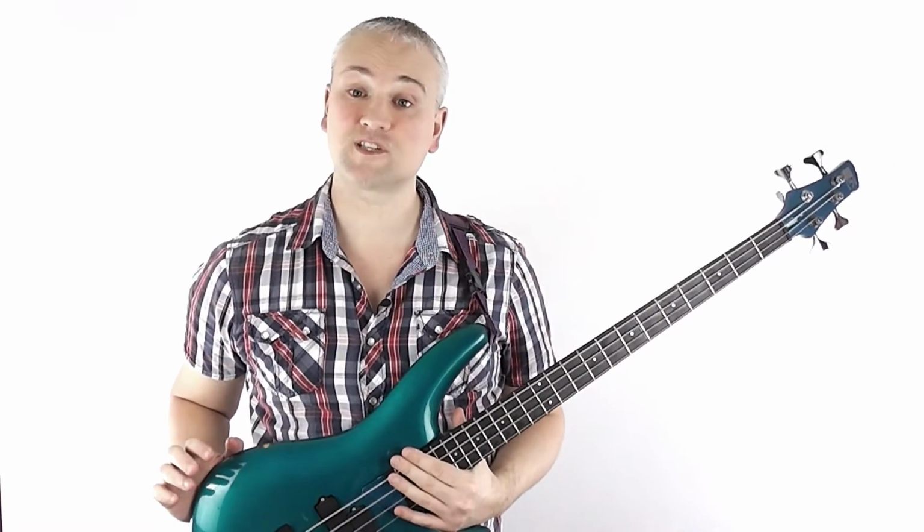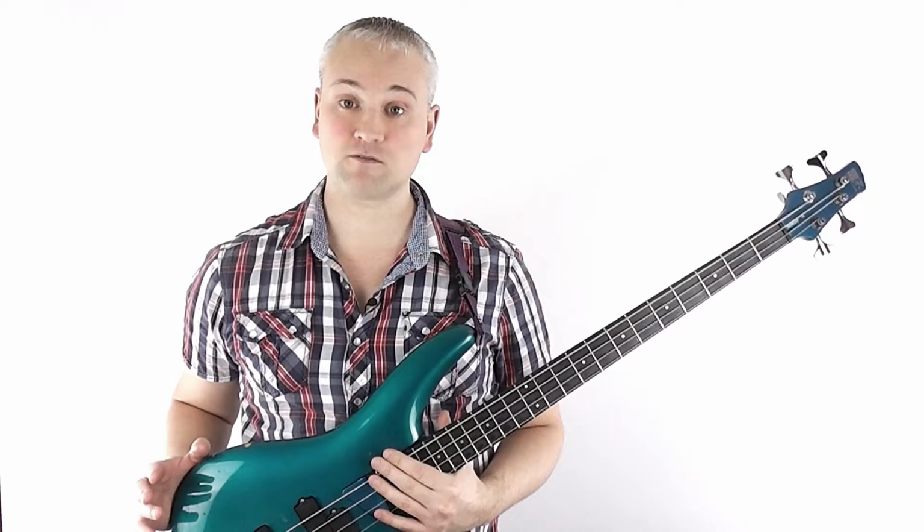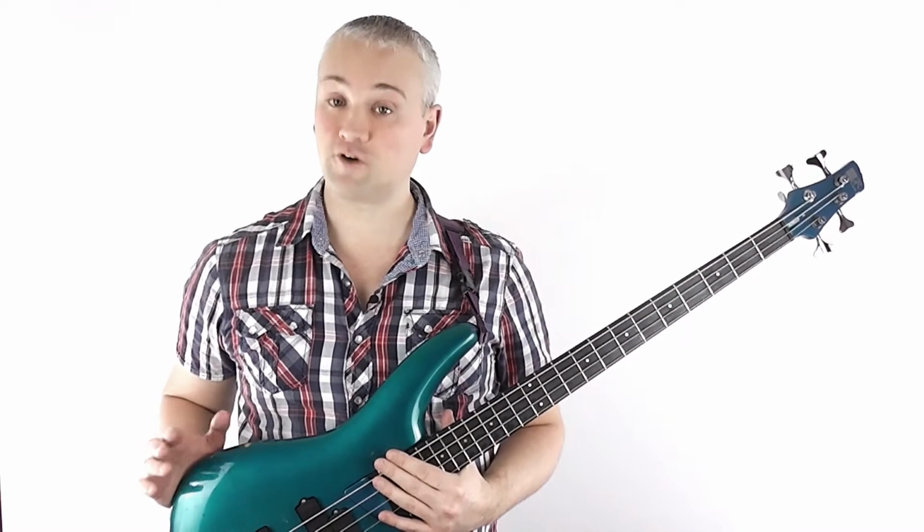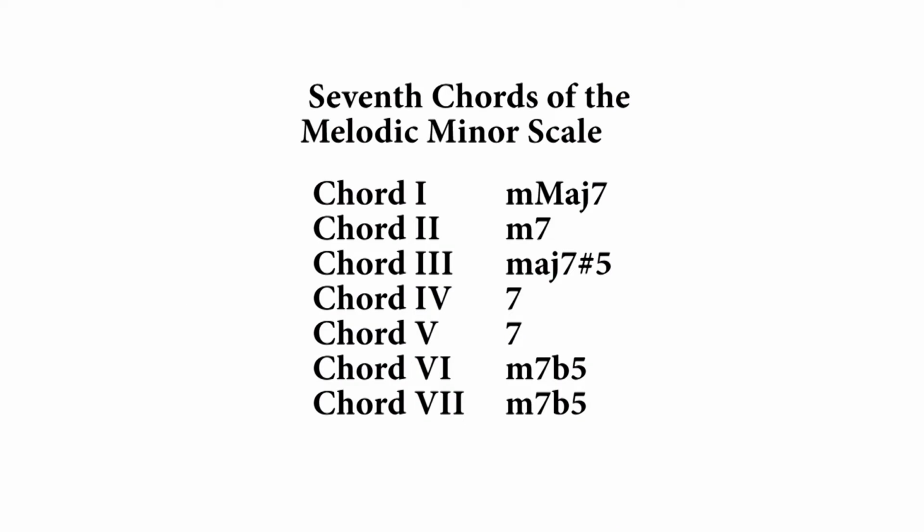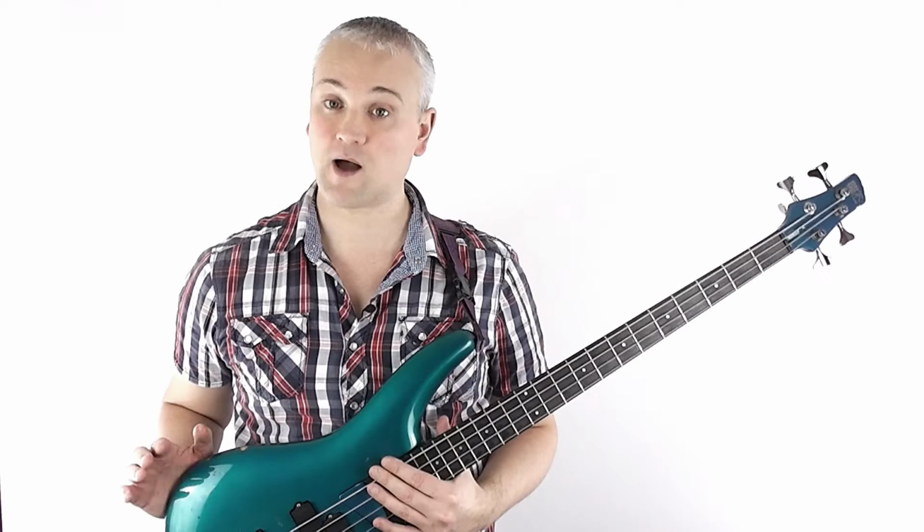So now if we build seventh chords from a melodic minor scale, extending the triads, we get the following. We have chord 1 is minor major 7, chord 2 is minor 7, chord 3 is a major 7 sharp 5, chord 4 is a dominant 7, chord 5 is a dominant 7, chord 6 is a minor 7 flat 5, and chord 7 is a minor 7 flat 5. Okay, so these are a little bit different from the harmonic minor scale.